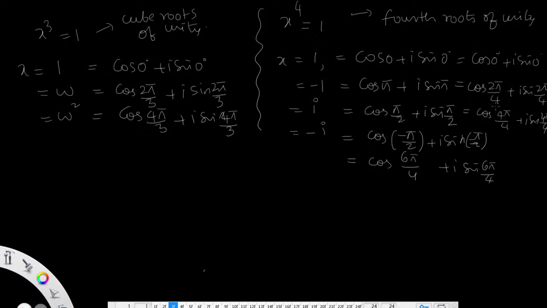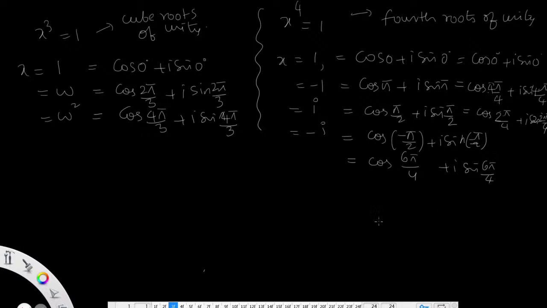In radians, we have cos 2π/4. Here I am writing 4π/4 for cos π, that is cos π + i sin π, which is 4π/4. And π/2 means 2π/4, so i sin 2π/4.